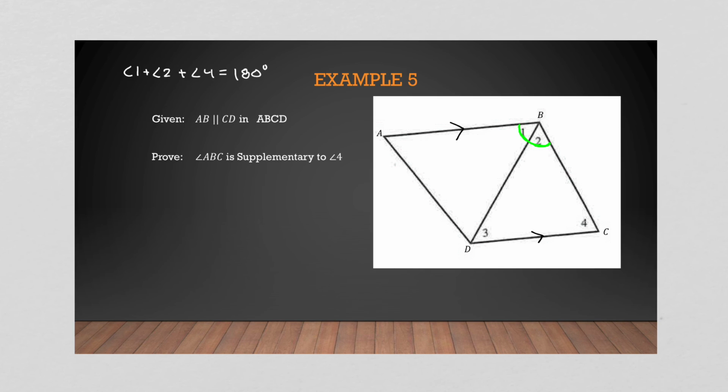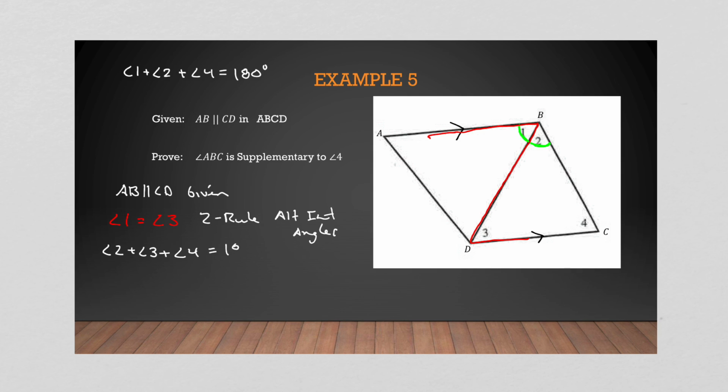So let's go. We have our given statements. So AB parallel to CD, given. And where do we go from there? Well, we have a Z rule here. So that means angle 1 equals angle 3. And again, you can call it Z rule, or you can say alternate interior angles. And then, where can we go from there? Well, we have two triangles. So angle 2 plus angle 3 plus angle 4 equals 180 degrees. And that's angles in a triangle.